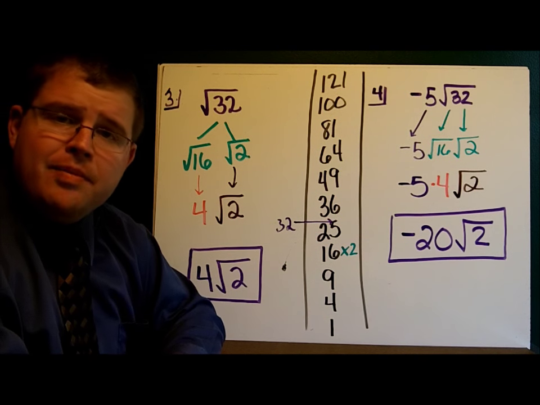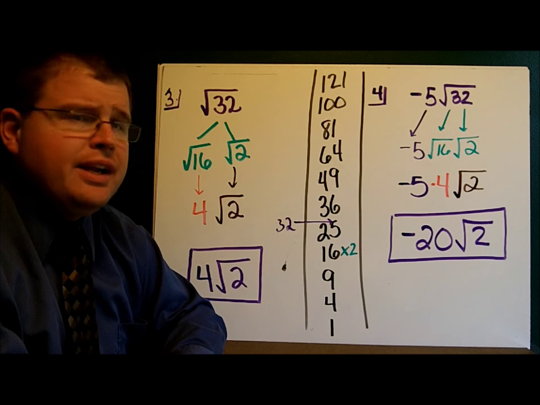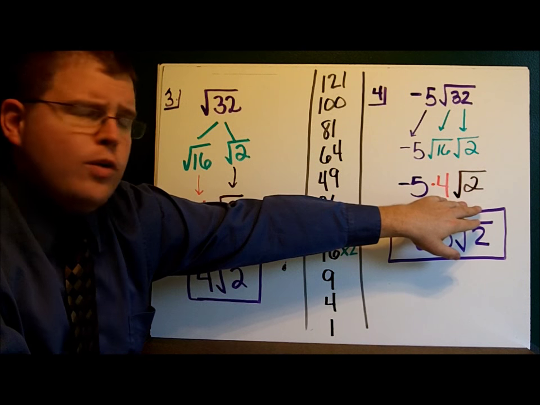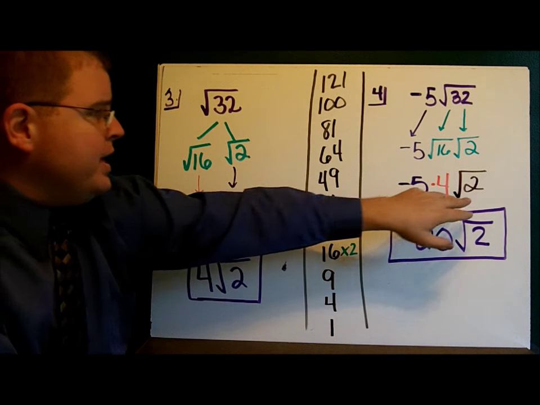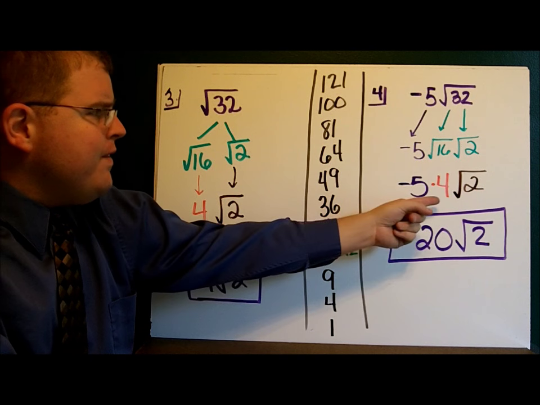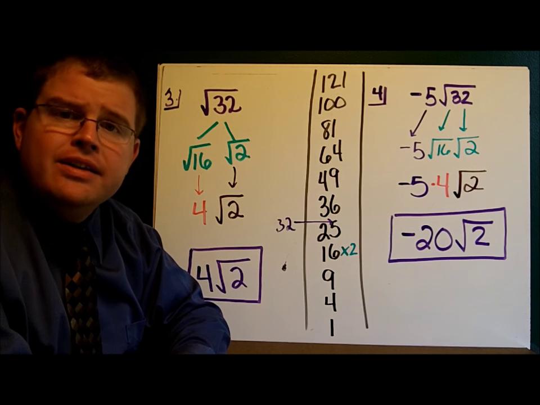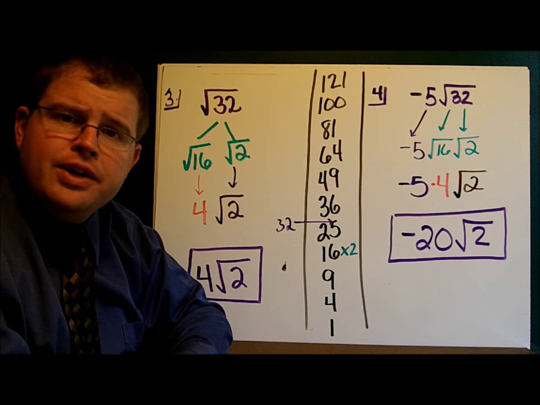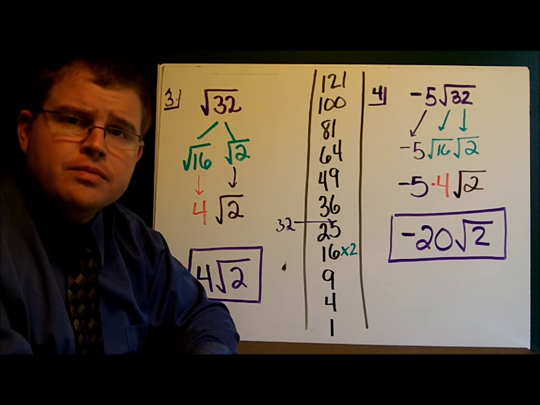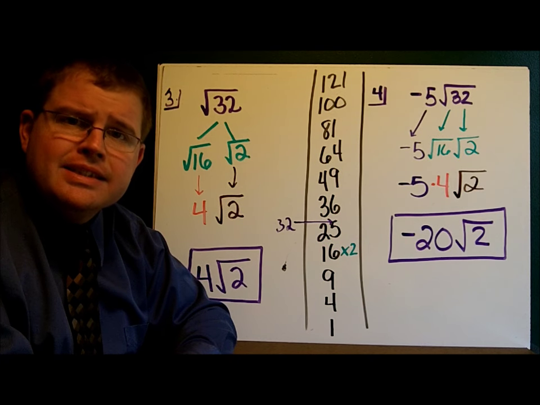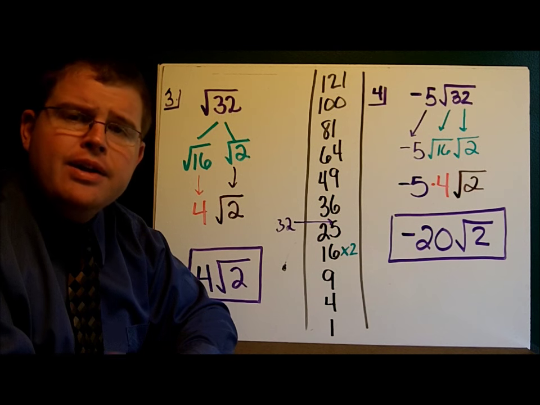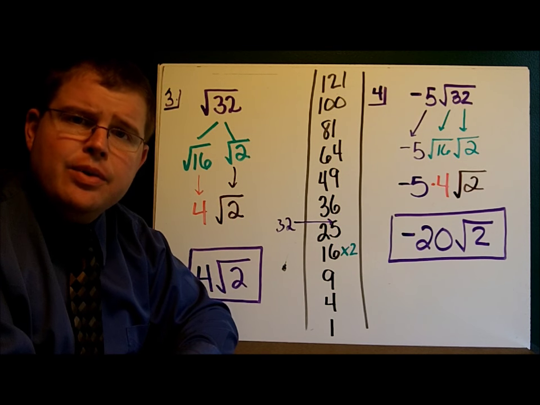Example 4 is the same thing, except this time it has a coefficient. We still have the square root of 32, 16 square roots of 2, 4 square roots of 2. It's exactly what we had over here. The only difference, we have that -5 out front. -5 times 4 is -20. So -5 square roots of 32 in simplest radical form is -20 square roots of 2. The best thing to do at this point is to practice. There's several more examples. There's 5 more of them. I'm going to ask you to pause the video here and try some of those examples. Let's see how you do on those.